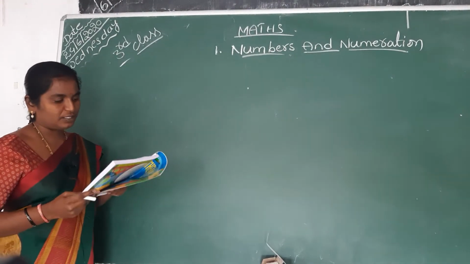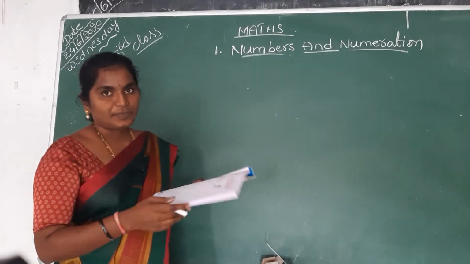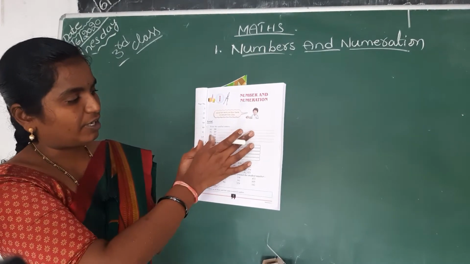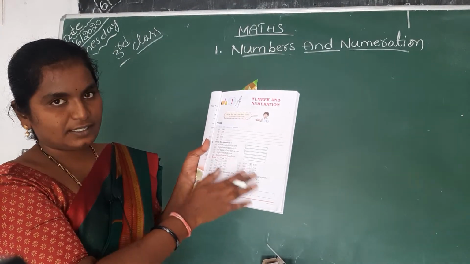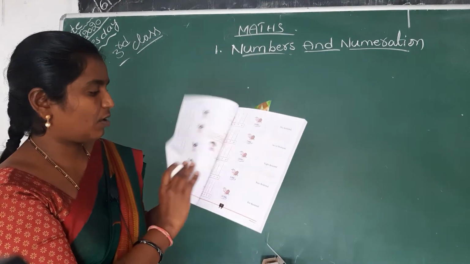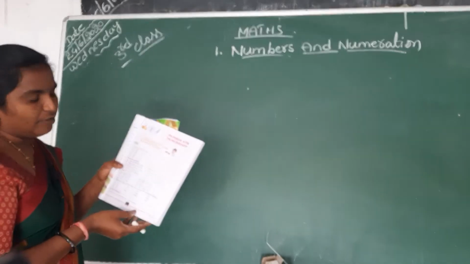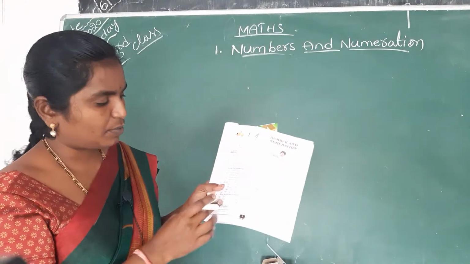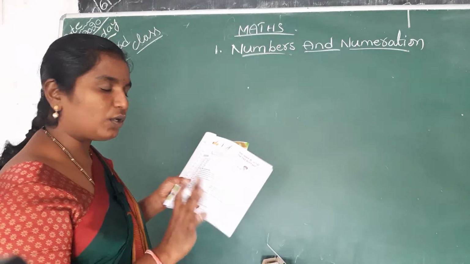Numbers and numeration. So here, after buying the books you have to write the first page number 5 in your textbook. You have to fill this paper. Next, now I am going to explain this. In every bit I will explain 2 problems, remaining you have to write by your own.